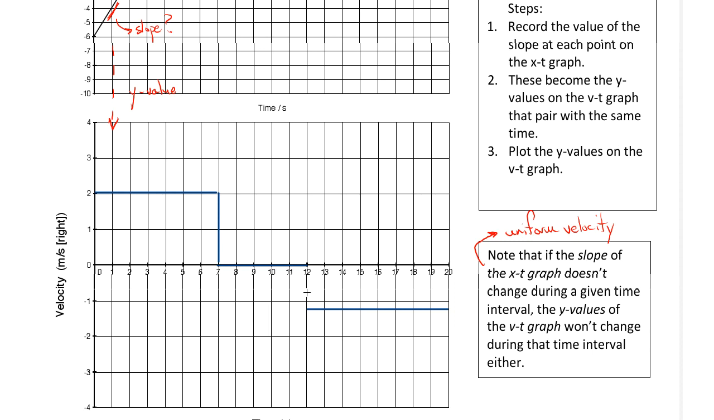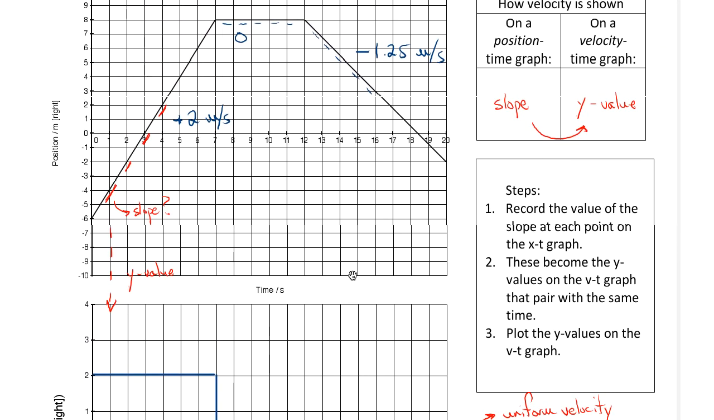So we just draw a vertical line like that, and those should connect, like so. So this is now the velocity time graph for this position time graph.